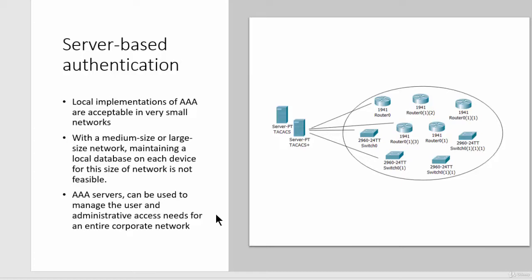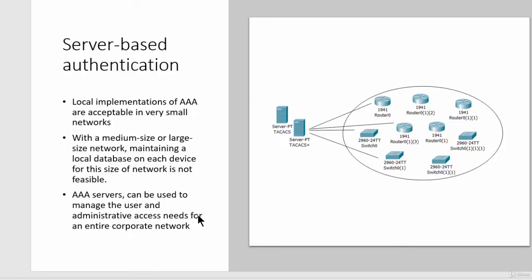Local implementations of AAA are acceptable in very small networks. However, local authentication does not scale well. Most corporate environments have multiple Cisco routers, switches, and other infrastructure devices, multiple router administrators, and hundreds or thousands of users needing access to the corporate LAN. Maintaining a local database on each device for this size of network is not feasible.